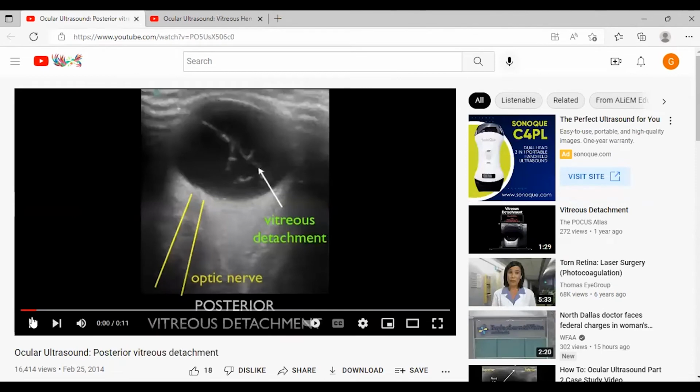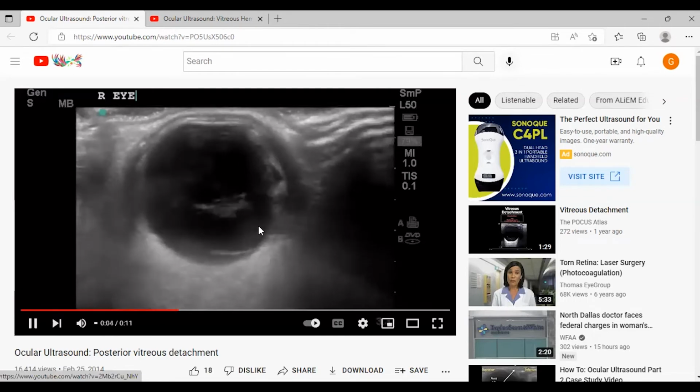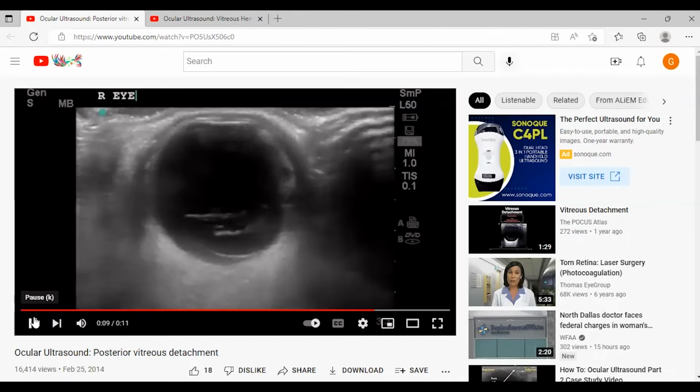Contrast that with a posterior vitreous detachment. Even off the start, you can see it all across the eye, not necessarily tethered at the optic nerve here. And as this patient moves their eye, it's going to continue swirling throughout the posterior chamber. And again, looking at it, it's also a little bit thinner, less echogenic than the retinal detachment was.